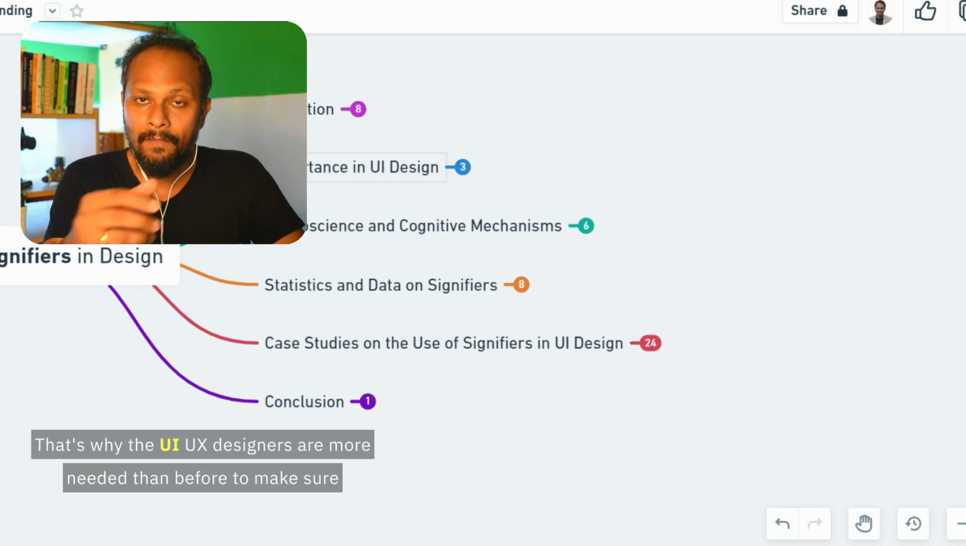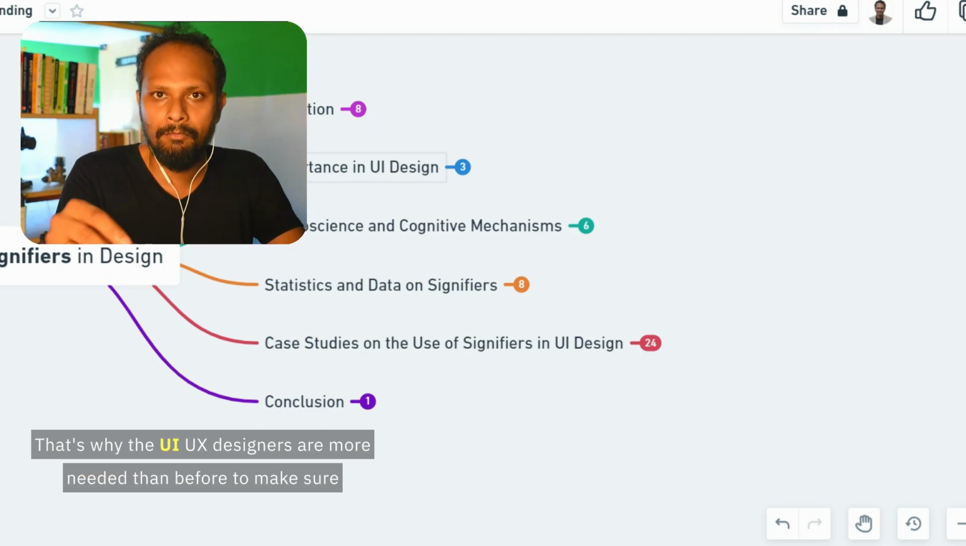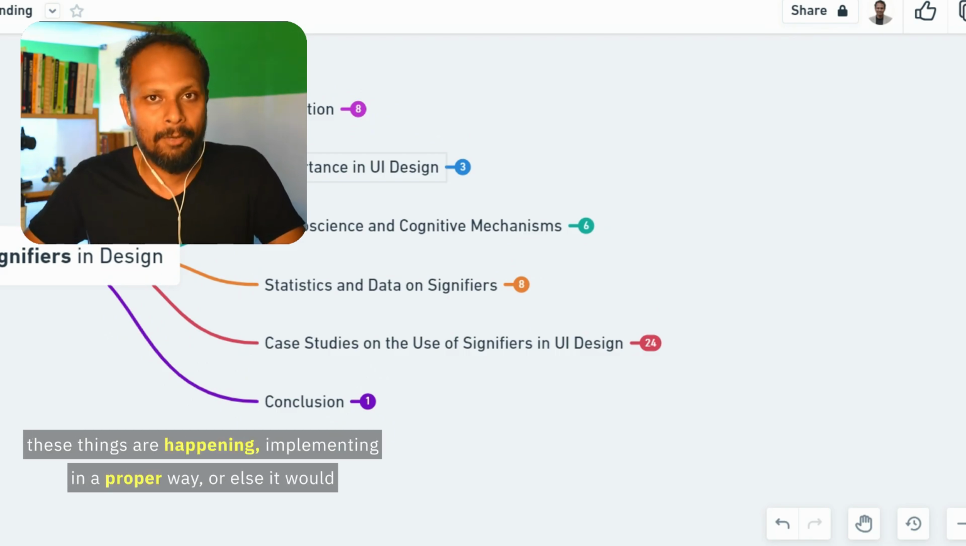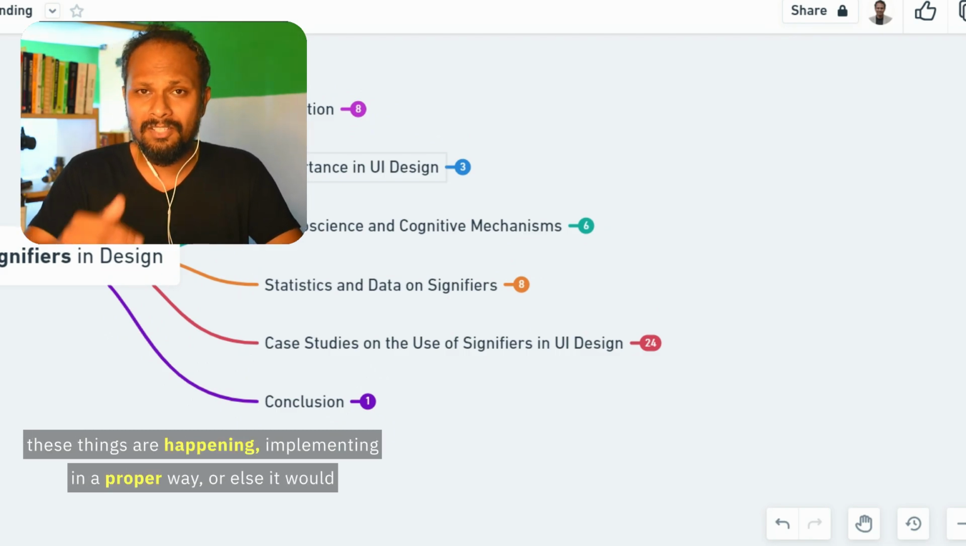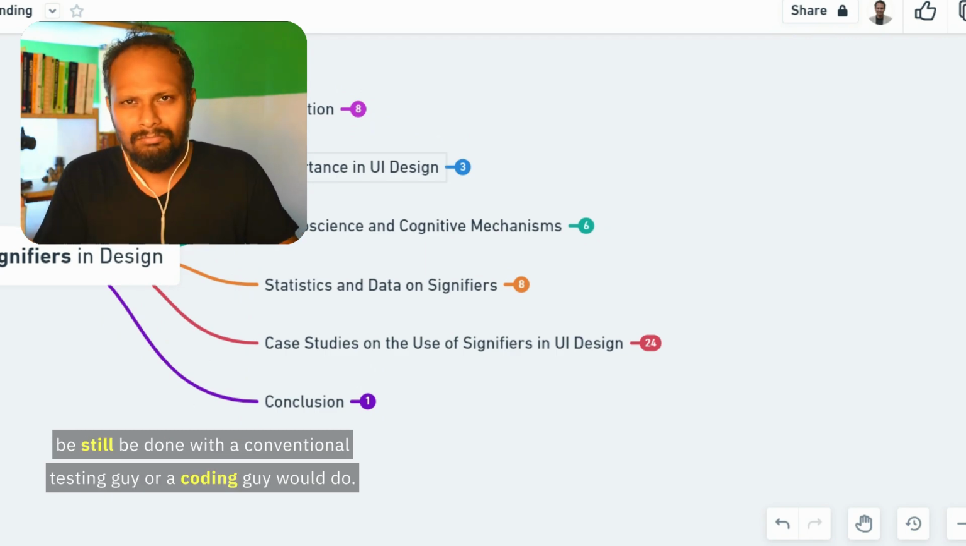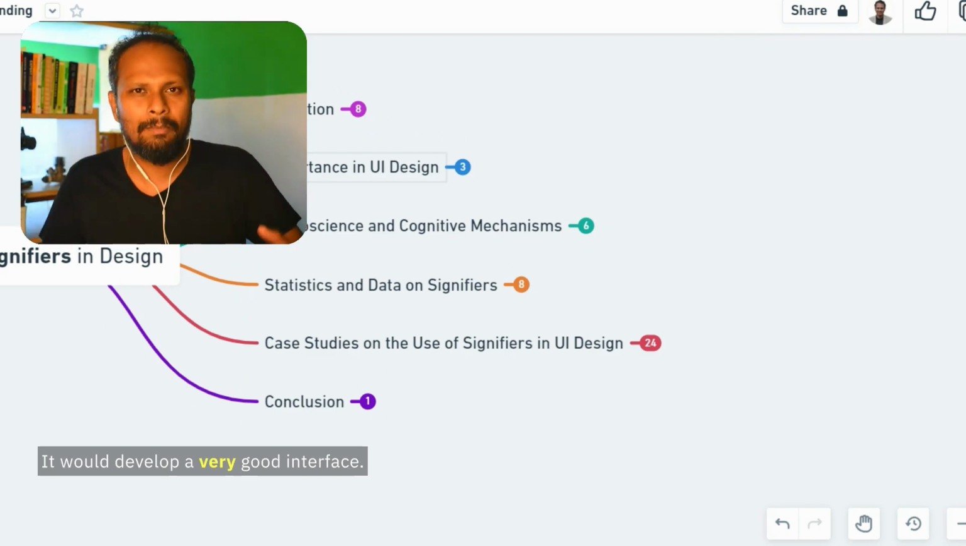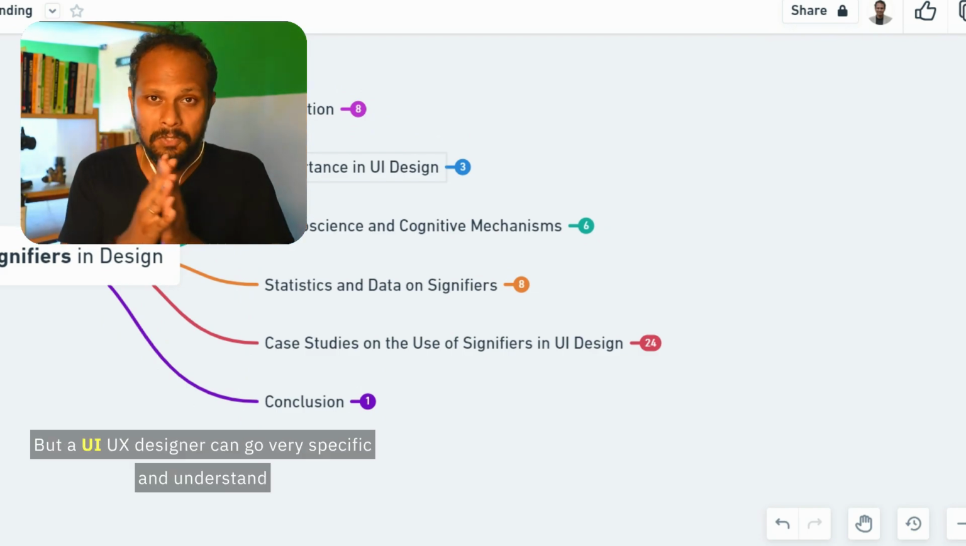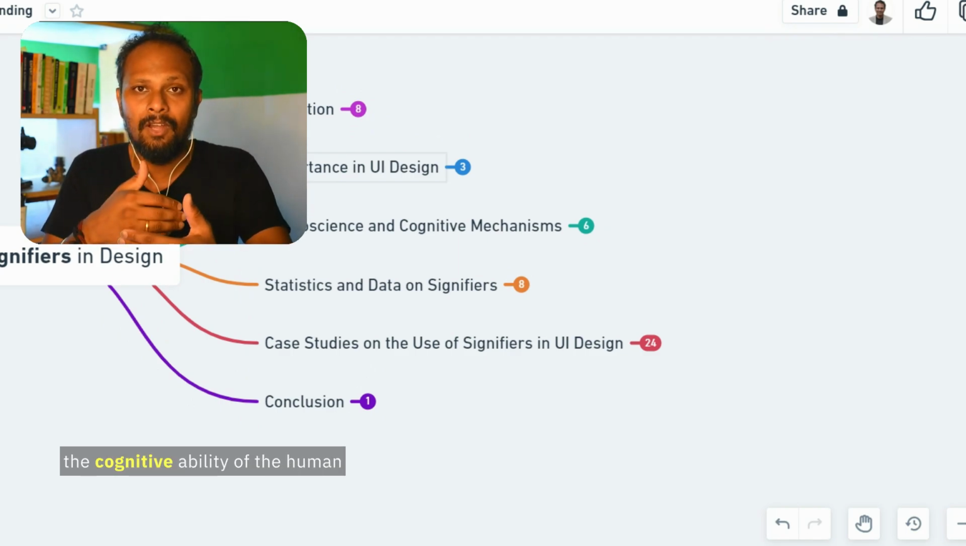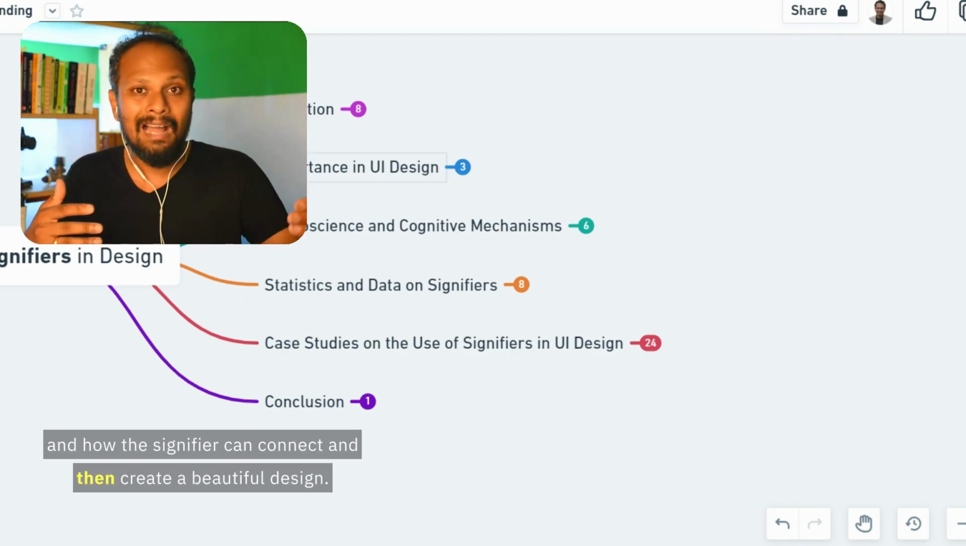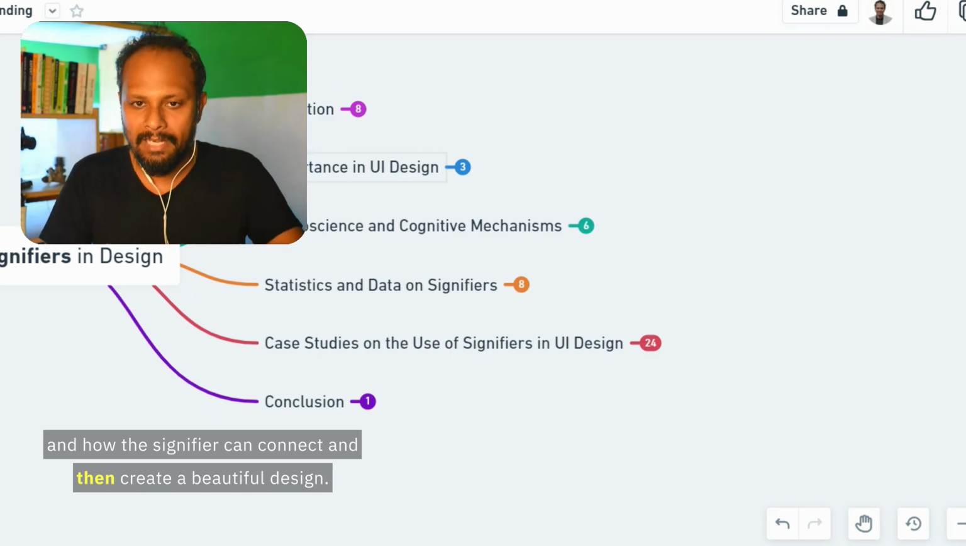That's why UI UX designers are more needed than before to make sure these things are implemented in a proper way. Or else it would still be done by a conventional testing person or a coding person, who would develop a very good interface. But a UI UX designer can go very specific and understand the cognitive ability of humans and how the signifier can connect, and then create a beautiful design.